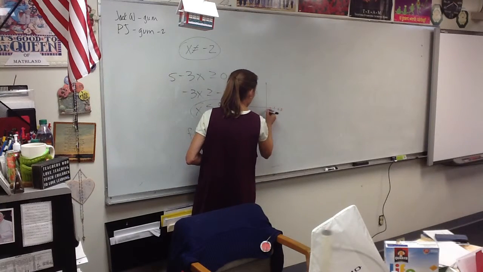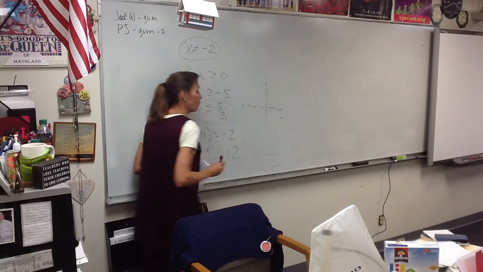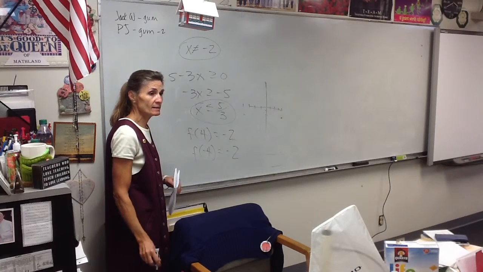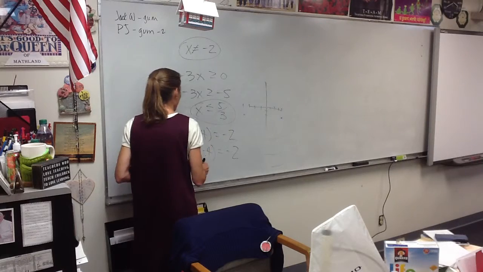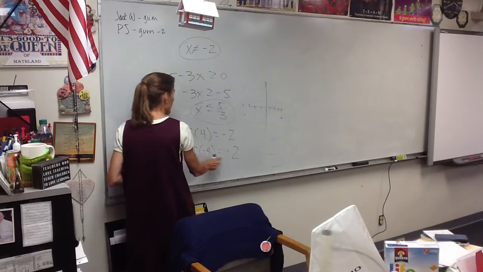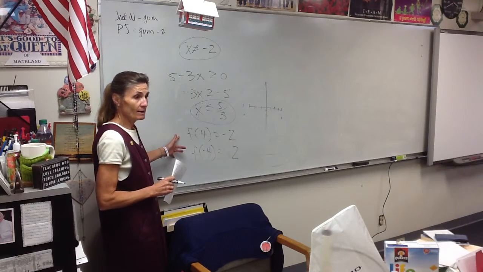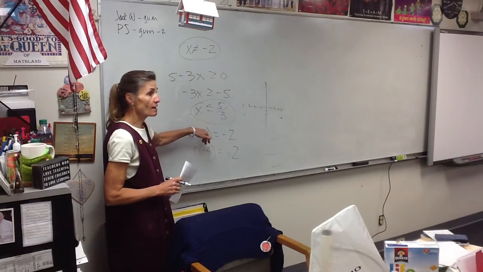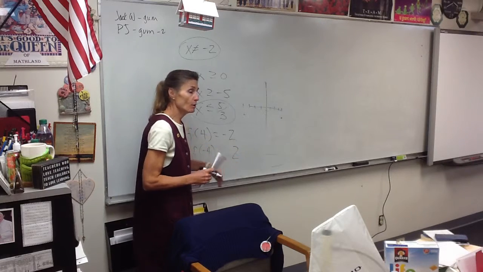4, -2, -4, -2. What are those 2 points symmetric about? The y-axis, which means it's even. What if the problem would have been f of 4 is -2, f of -4 is +2? That would be odd. Because what does odd mean? Change the sign on input changes the sign on output.